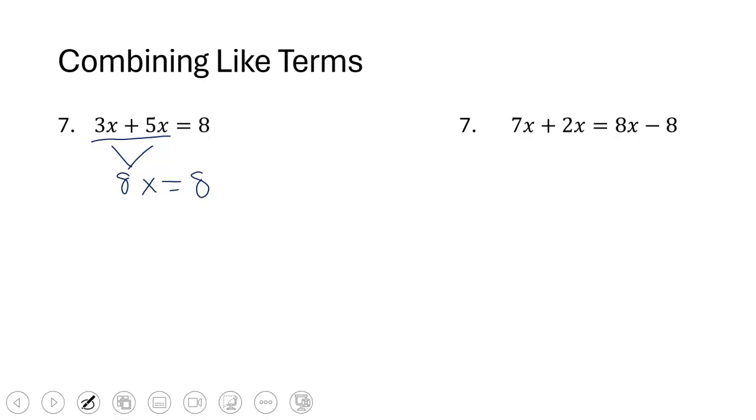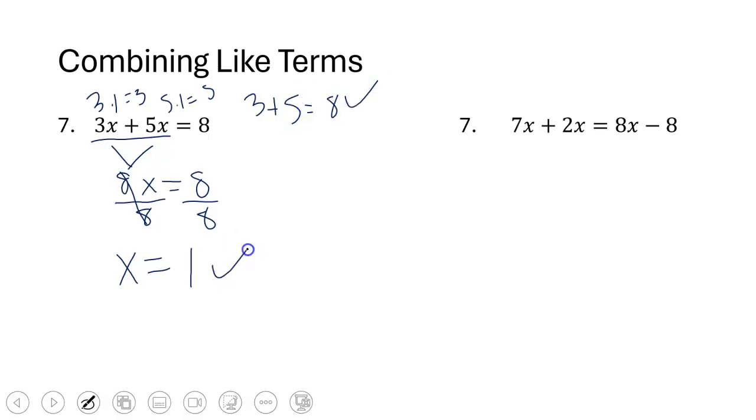So that's 8x. So now I'm on my division step. I need to get x by itself. 8 and x are connected through multiplication, so opposite is division. So I'm going to divide both sides by 8. 8 divided by 8 is 1. And then plug it back in. So instead of x, put a 1. So 3 times 1 is 3. 5 times 1 is 5. So 3 plus 5 is 8? Yeah. So that's right.